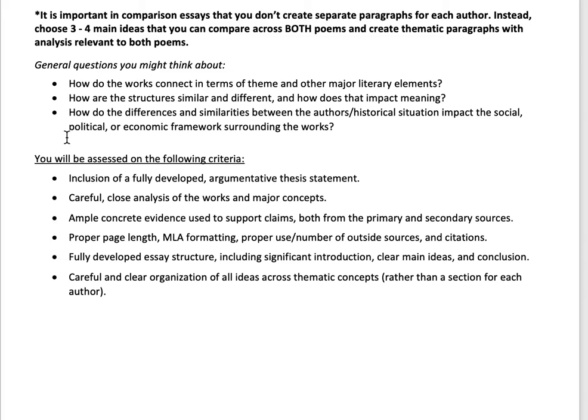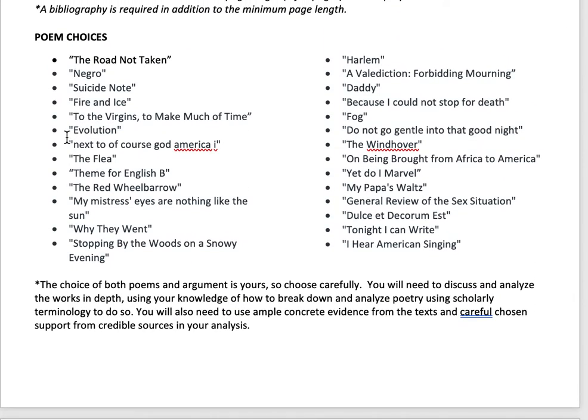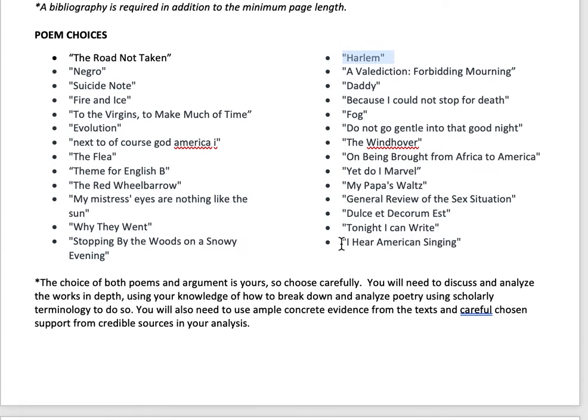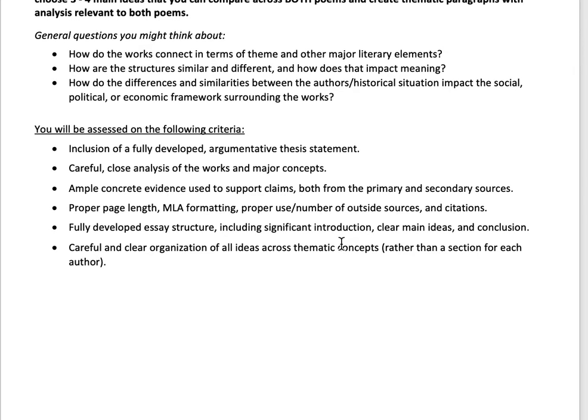How do the similarities and differences between the authors themselves or the historical situation around those texts impact the audience or the framework surrounding them? For example, these are written by very different authors. The Flea was John Donne. That's an early modern text from, I think, late 1500s, versus something like Harlem, which is a very different text, a different generation, a different movement, different era. How does that help shape meaning differently or even similarly, interestingly?